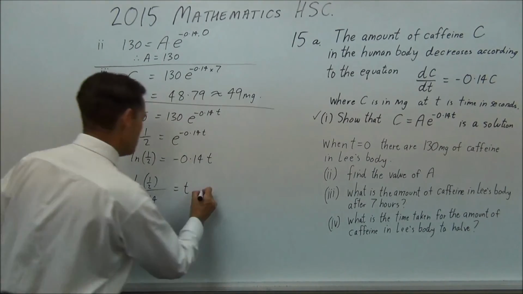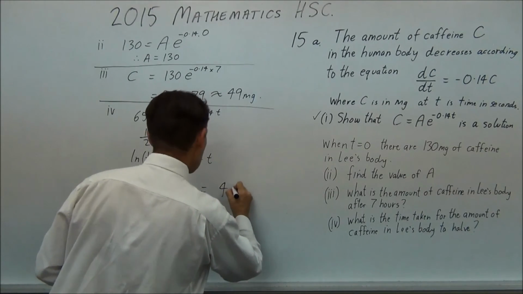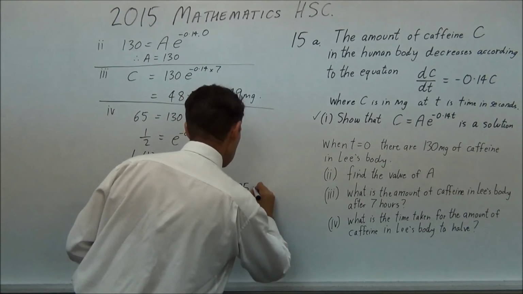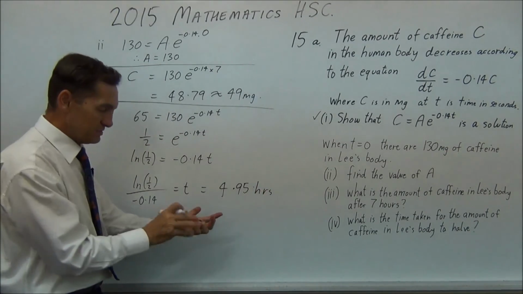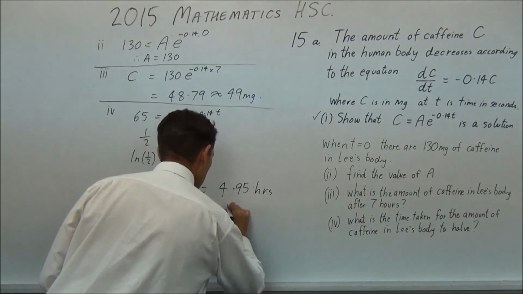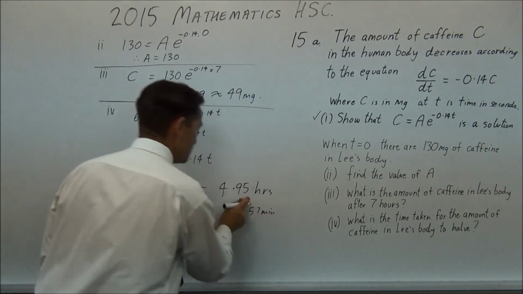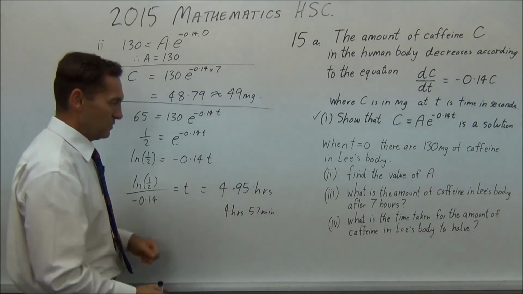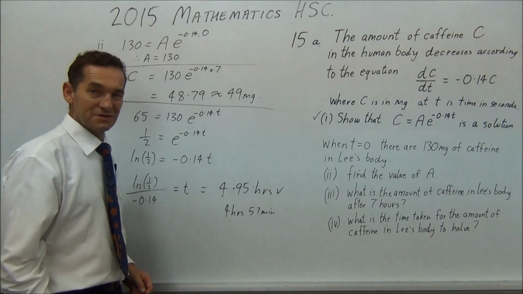Punch that in your calculator and we get 4.95 and a whole bunch of decimals, so 4.95 hours. And you could probably leave it like that if you wanted to simplify it. You could write 4 hours 57 minutes, which is nicer, but I couldn't see any reason why that's not correct, and you're done.